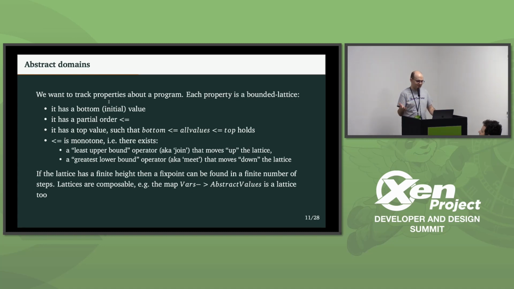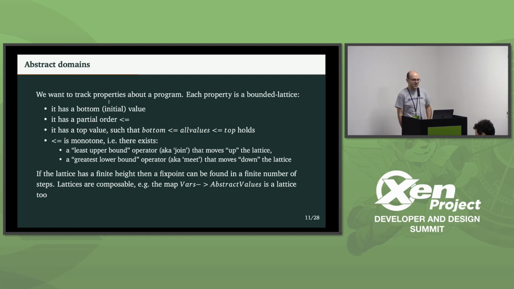So you have a bottom value or initial value. You have a top value, which basically says, okay, I don't know anything about this value anymore. It could be anything. And you can have anything in between. And you have a partial order. So it's not a total order. So all the values are comparable, but they don't necessarily form a linear chain, right? So you can have like a tree or any kind of other structure there. So you only have a partial comparison.